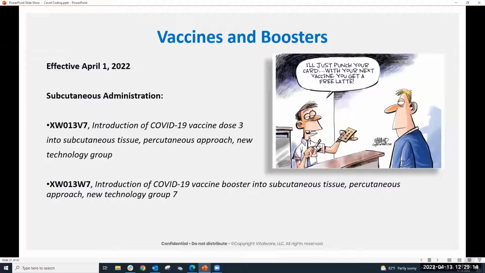And I don't know of any current COVID vaccines, like the actual vaccines, that are administered subcutaneously. So if you know of any, please let me know. I'd be interested. But from everything I've read, they're all administered intramuscular. So I'm assuming that they're expecting some on the horizon, and that's why they are releasing these codes.